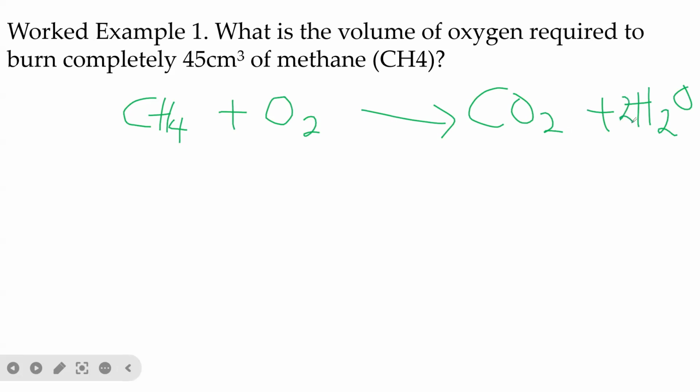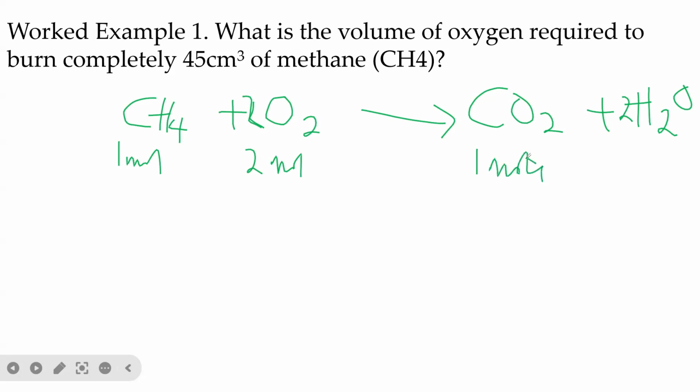Then we have 2 oxygen here, and on the product side 2 oxygen plus 2 more, making 4 oxygen. So we need to add 2 here. So you see the whole number ratio of the moles: 1 mole of methane plus 2 moles of oxygen to produce 1 mole of carbon dioxide.